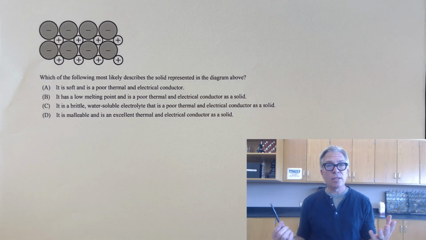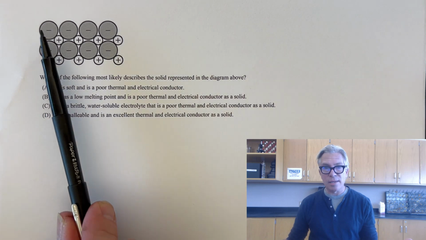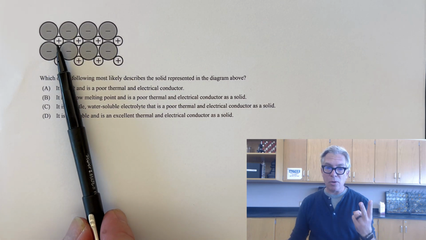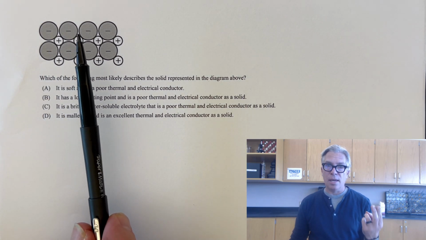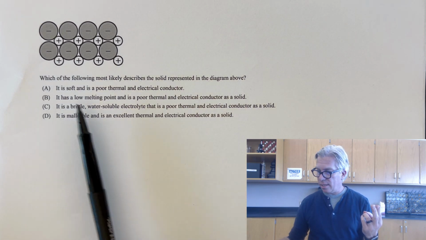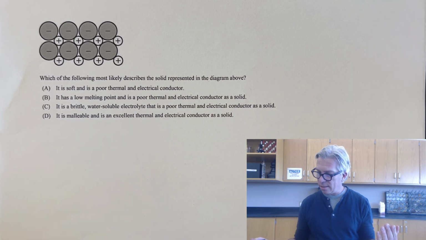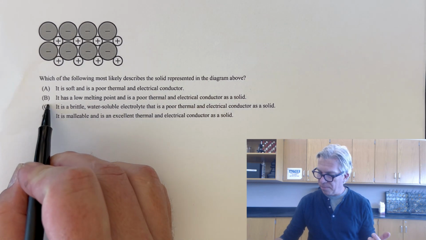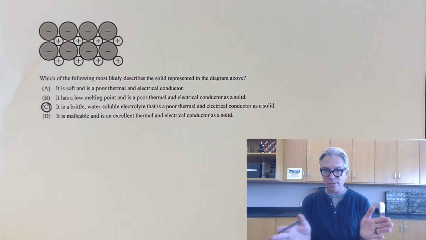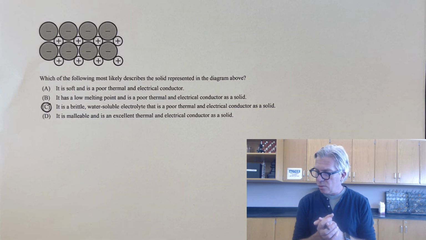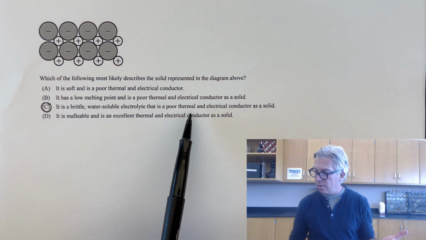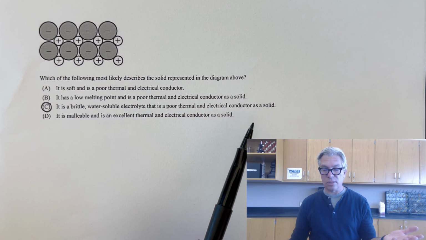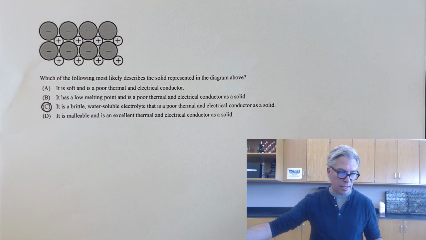Okay, so I look at the diagram and I'm seeing negative anions, positive cations. And if I see both in this type of form, it's definitely an ionic solid. And the one answer that correctly summarizes an ionic solid is letter C. It's brittle. It'll snap along cleavage planes. And it's water soluble usually, sometimes not. It's a poor electrical conductor as a solid. Yes, it'll conduct in solution, but not as a solid.